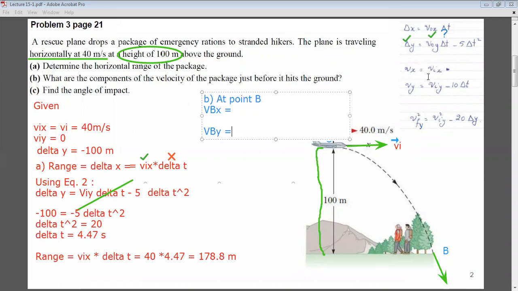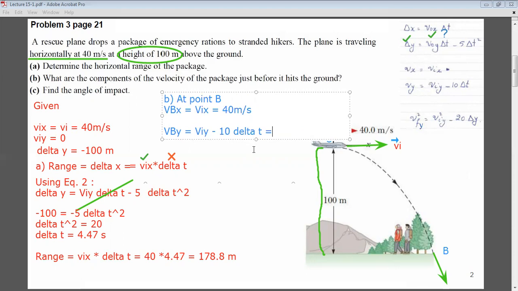This is where we have vx, it's equal to v initial x. This is because acceleration doesn't change in the x direction, remember? Acceleration is downward, so only the y component changes. So this is equal to 40 meters per second, and vy, we use equation 4, it's v initial y minus 10 delta t, which is equal to v initial y 0 minus 10 times delta t.